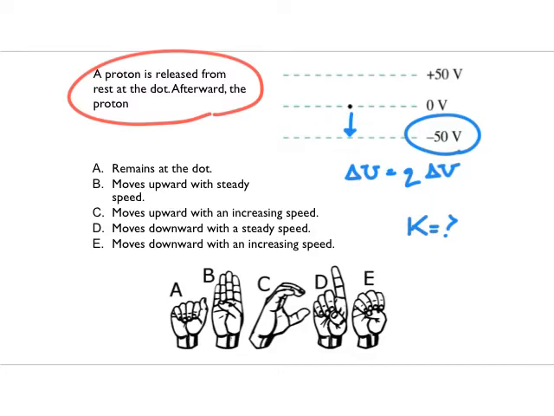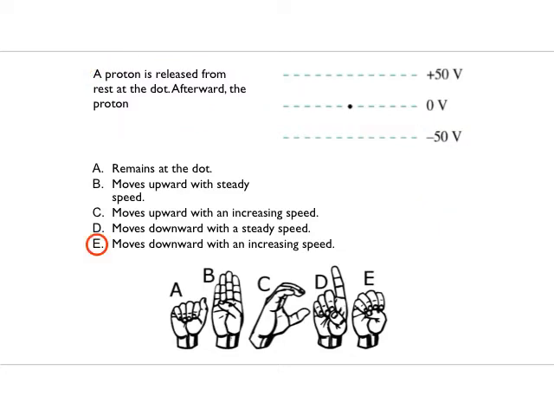But when you think this one through, what happens to the proton? It moves downward with an increasing speed, and as it goes from the point noted to the second point, it drops by 50 volts in potential. And so it loses 50 electron volts of potential energy. So how much kinetic energy does it gain? 50 electron volts. Remember that, and that's an important sort of thing to know how to do.